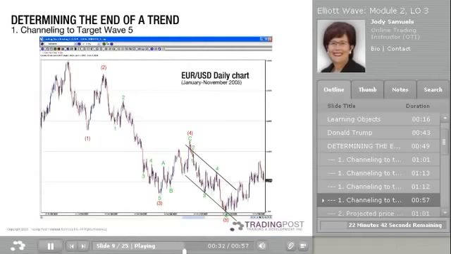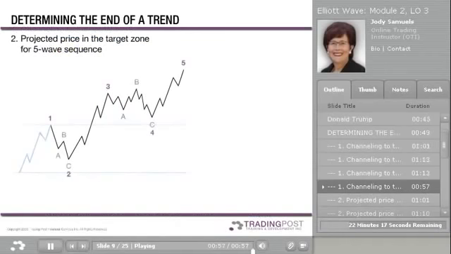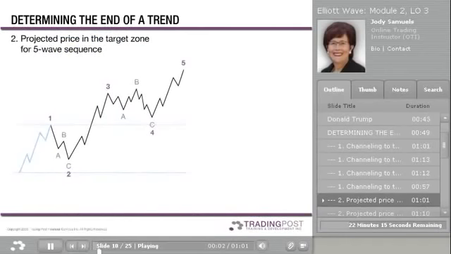In fact, when we are projecting the end of wave 5 by using our Fibonacci ratios, we do exactly the same thing. First, we target the end of the 5-wave sequence. Then, we target the internal subwave 5 count on its own. By projecting the internal subwave 5 sequence, we are narrowing in on the end of the entire 5-wave move. How do we project price in the target zone for a 5-wave sequence and the internal subwave 5?